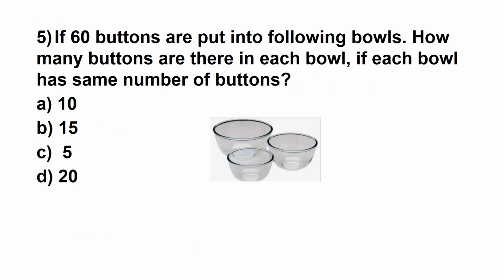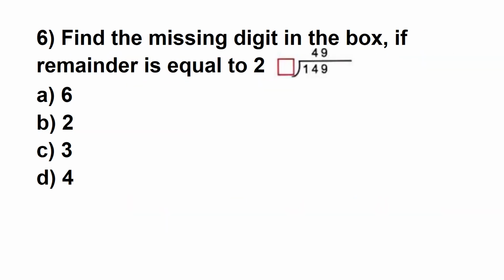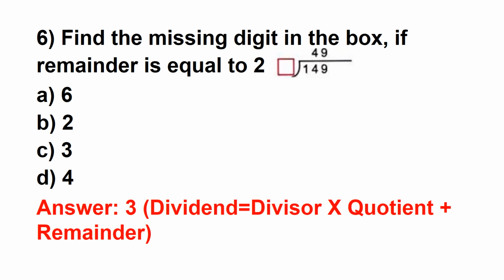Moving to next. If 60 buttons are put into the following bowls, how many buttons are there in each bowl if each bowl has the same number of buttons? So we have 3 bowls here and we have 60 buttons which should be equally distributed in each bowl. So the right option is 20, Option D. Next question. Find the missing digit in the box if the remainder is equal to 2. Right option C.